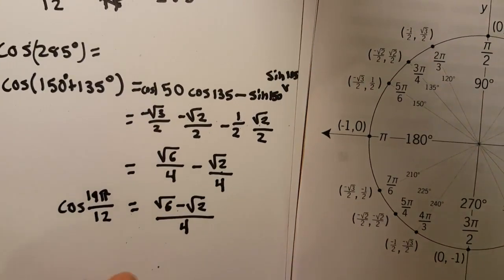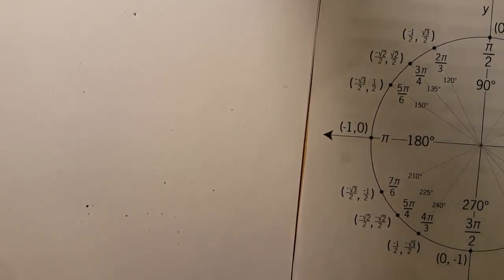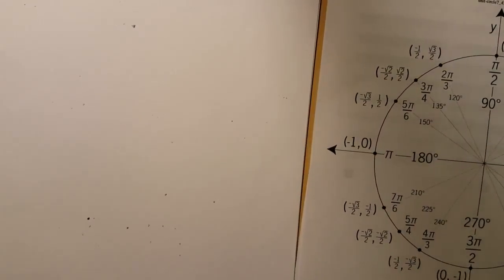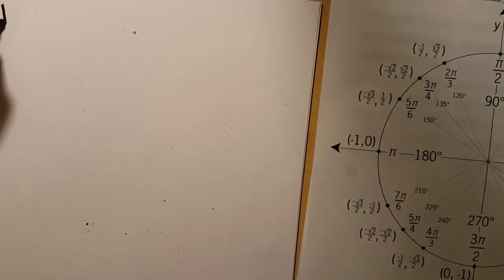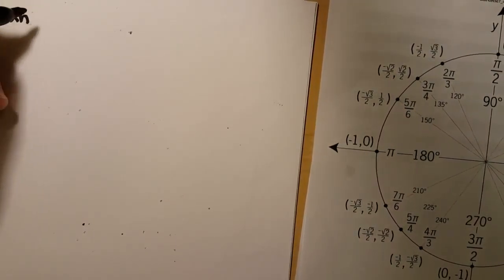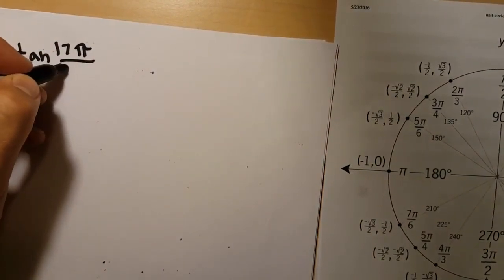Now, the last problem will be a tangent. Tangent is one of the more difficult ones. So the problem that I'll be working on is tangent 17 pi over 12.